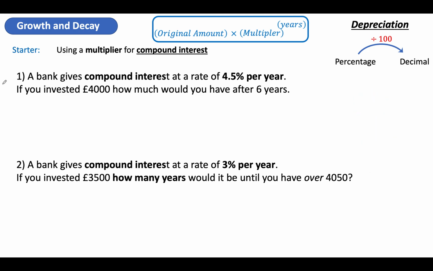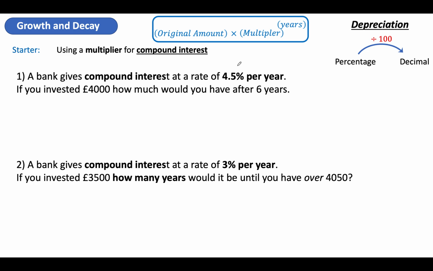Okay, so we've unpaused. First of all, a bank gives compound interest. Now we know what that means. That means we're going to have to go back to our formula, where we do the original amount times by our multiplier and put it to the power of how many repetitions there are. In this case, years, so it's to the power of 6.